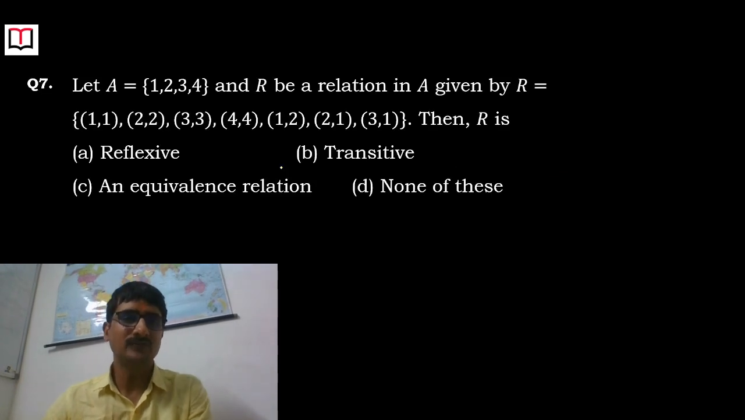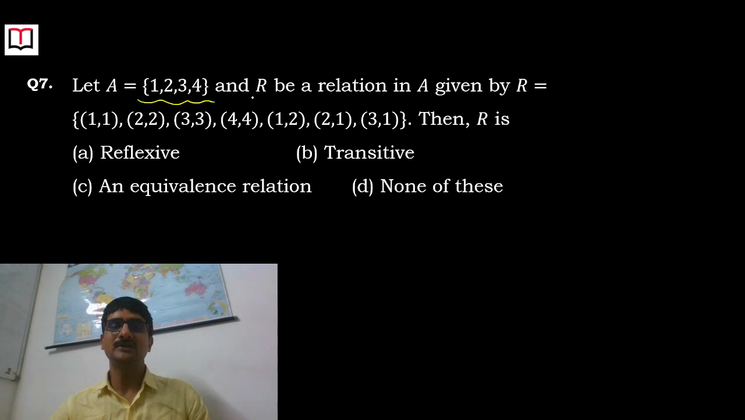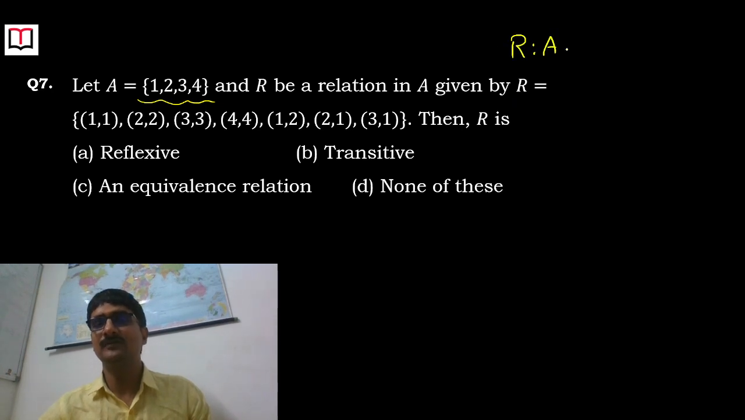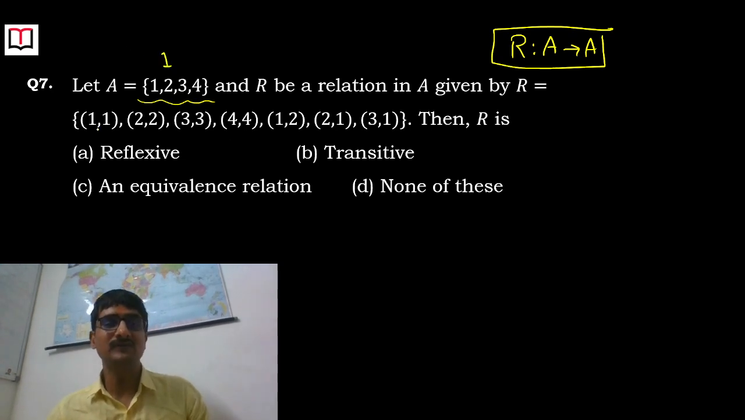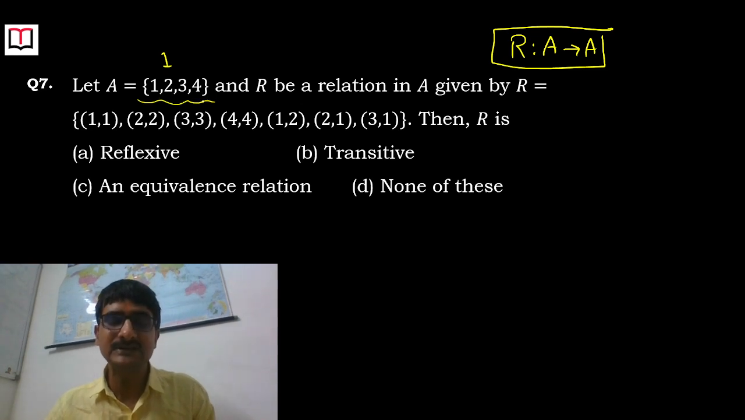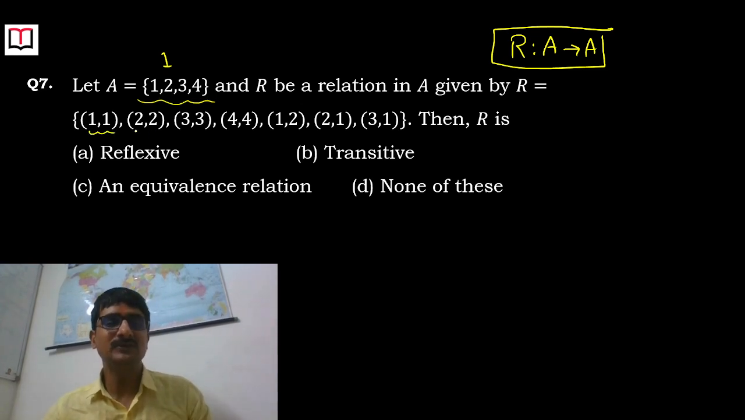Okay, moving to the next one. If set A is a collection of 1, 2, 3, 4, let R be a relation in A given by... So what does that mean? R is a relation from A to A, isn't that? So R is defined as (1,1), (2,2), (3,3), (4,4). Since you have the self images of all elements of set A, because there are 4 elements in set A, you have self images of 1, 2, 3, and 4. Hence, it is reflexive for sure.